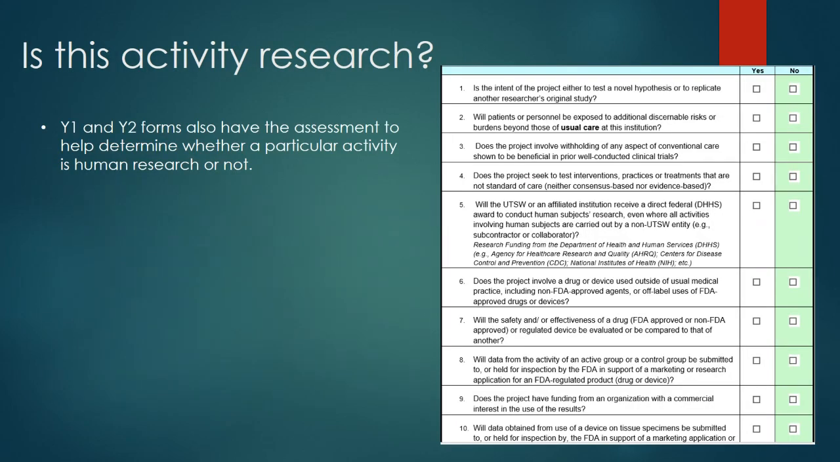The assessment I previously mentioned is available on the Y1 and Y2 forms and will help you determine whether the activity is human research or not. I believe in those forms, if the answer is yes to any of these questions, then it'll direct you to submit through EIRB. Otherwise, you can move forward with the submission process as a non-human and non-regulated research submission.